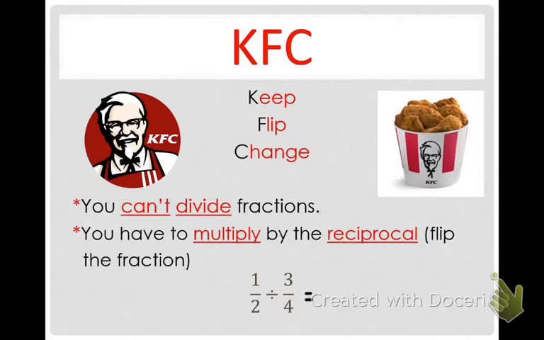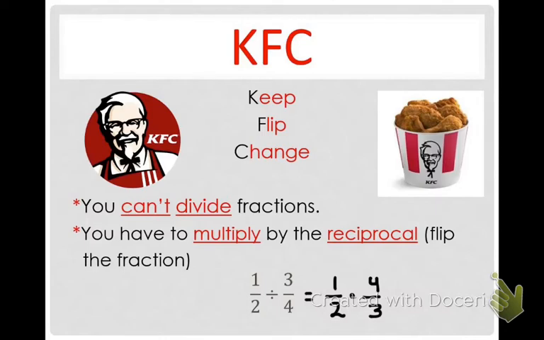1/2 divided by 3/4. Keep the first one, which is 1/2. Write this down in your notes. Flip the second one. So instead of 3/4, what will it be? 4/3. And change the operation or change the sign. Do you guys know what the opposite of a divide sign is? So we are going to change it to a multiply. Now that oh good, you remember this from before.